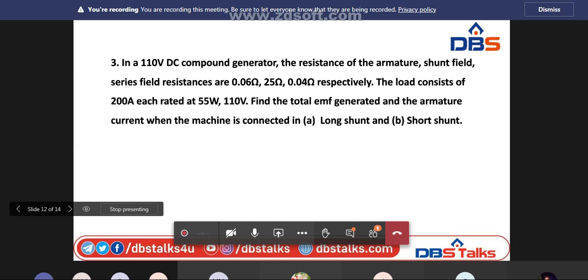And the third problem is also similar, but determine both long shunt and short shunt. So like that, you have to do this also easily. So this is types of generators, today's class, and if there are any doubts please ask me.